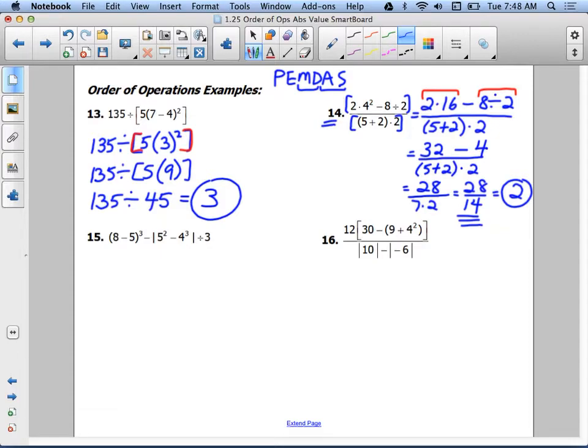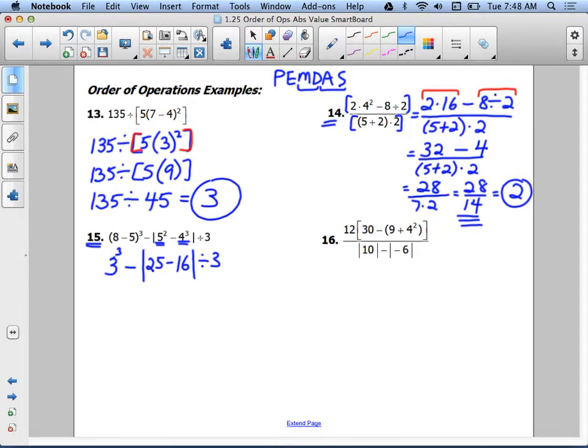Looking at number 15. This one looks pretty complicated too, but we're going to just use our order of operations and chip away at it. Let's start with parentheses. Now recall, as I said, we're going to treat our absolute values like parentheses, our absolute value bars. So let's start with the parentheses around the 8 minus 5. 8 minus 5 is 3, so we'll get 3 cubed minus, now inside of this absolute value bar, we have 2 exponent expressions that are subtracted. So let's use our order of operations and do the exponents first and then subtract the answer. 25 minus 16, and I'll bring down the divided by 3.